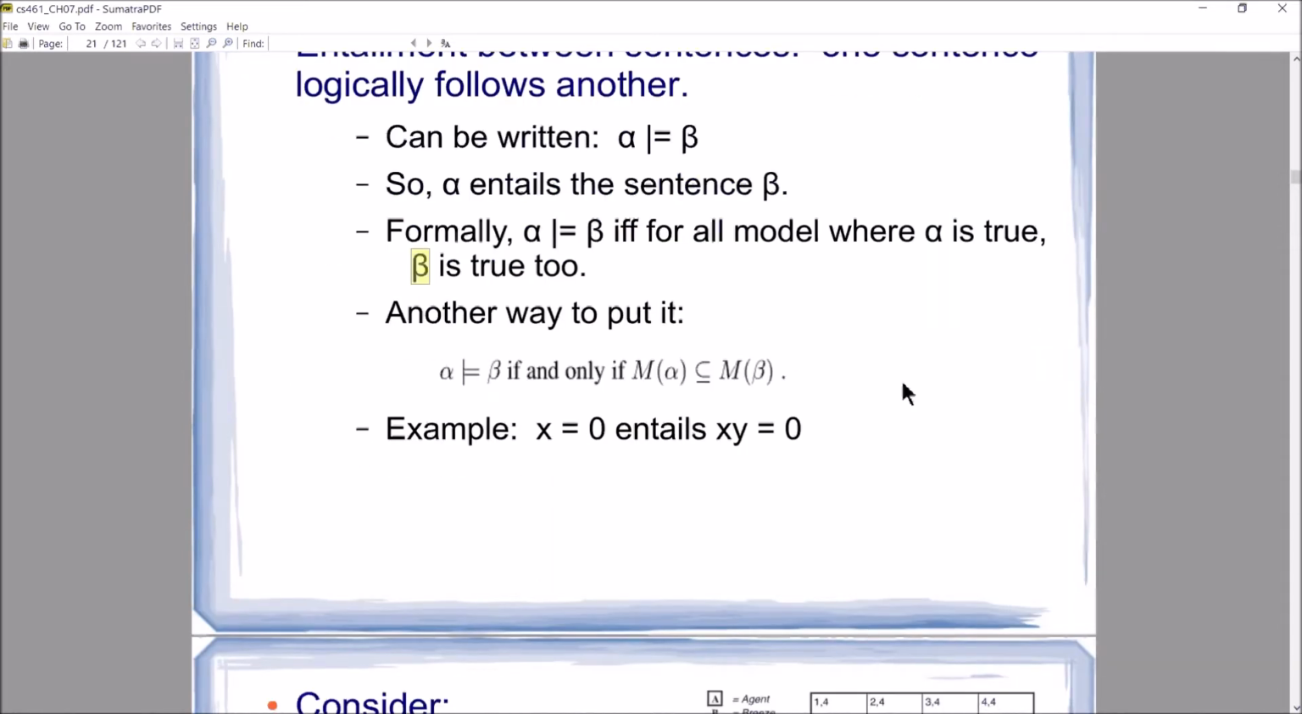Okay. So easy example, going back to arithmetic, right? If x is equal to 0, then that would be our alpha, and that would entail that x times y is equal to 0. So x times y equals 0, that's our beta. So it logically follows, if x is 0, well, 0 times anything is going to be 0. That just makes sense. It's logical. It follows.